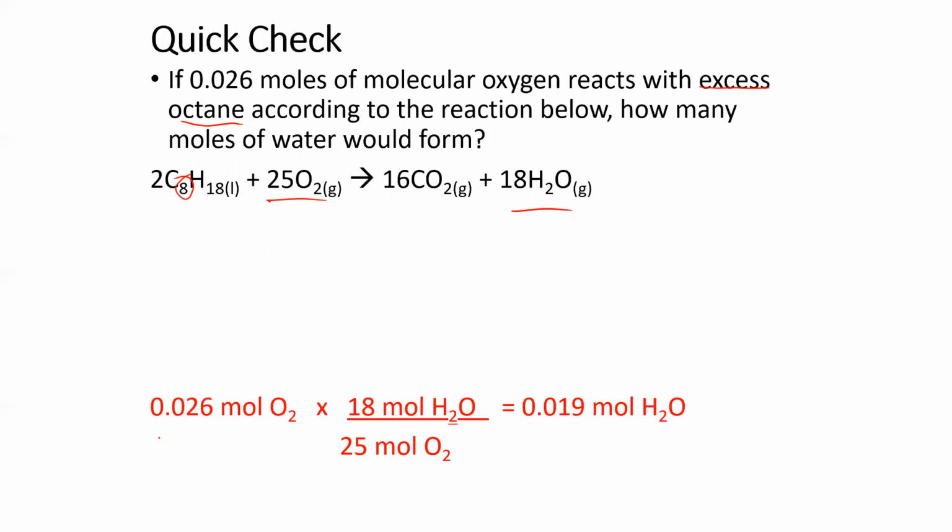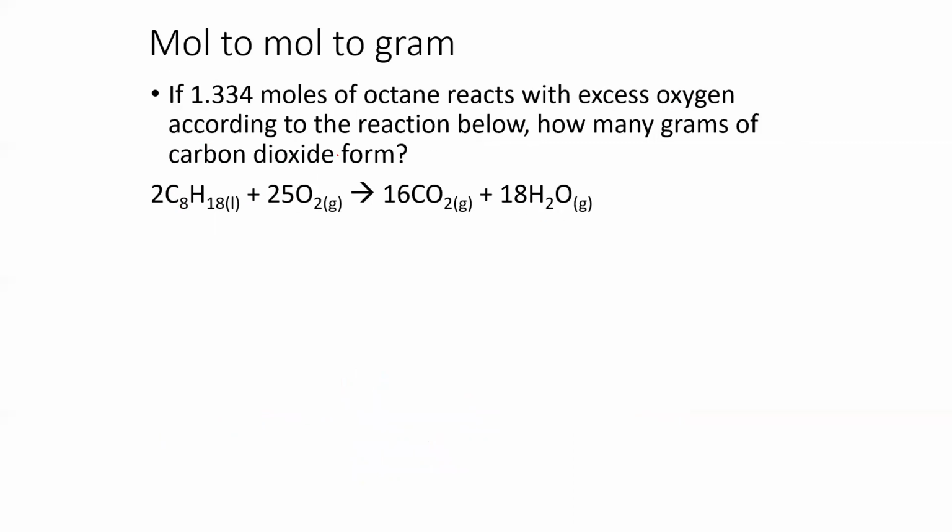So 0.026 moles of O2, I need to go from moles of O2 to moles of H2O. So where do I get the mole ratio? My balanced equation: 25 moles of O2, 18 moles of water. We're not using the 16 because they're not asking for carbon dioxide, they're asking for water. And I get 0.019 moles of H2O. Now it can be harder than just mole to mole. They might ask mole to mole, but ask for an additional step of grams.